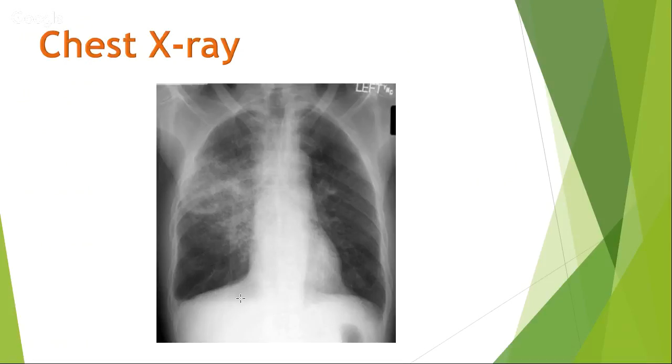Moving on to this one. So here you've just got a region of consolidation. It looks to be roughly confined to one lobe, which is the lobe here on the right, and so that's a lobar pneumonia.